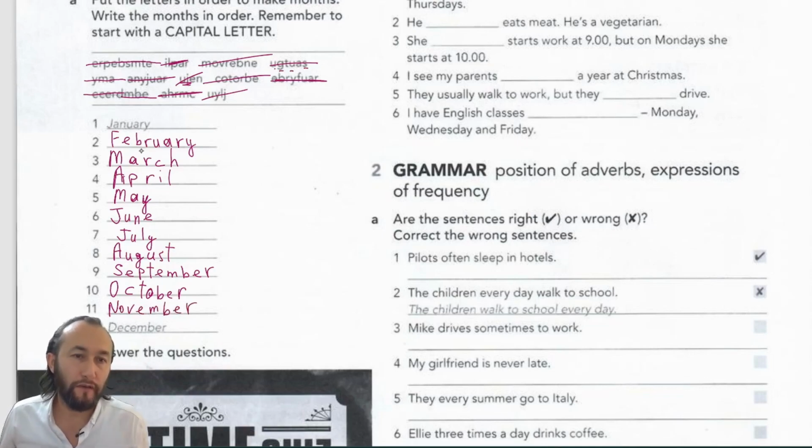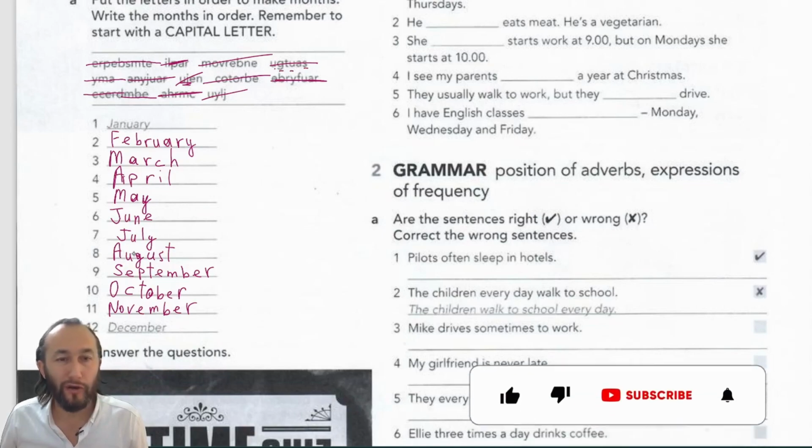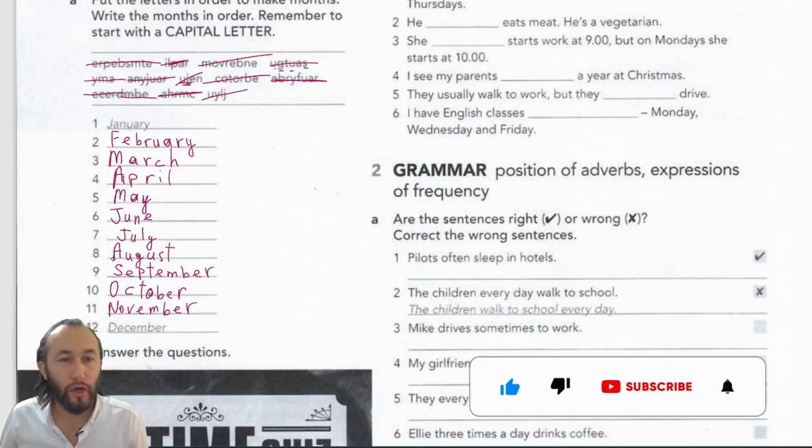So January, February, March, April, April, May, June, July, August. Look, all, not Augustus, no. August.